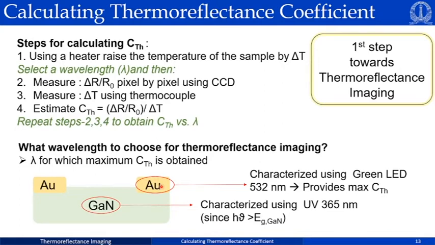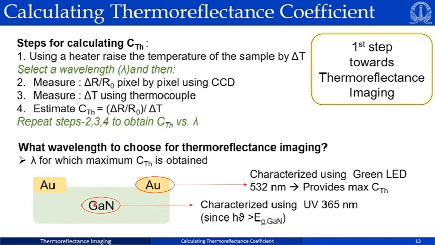So if you recall the CTH versus lambda plot for gold, it had a magnitude maxima at 532 nanometers. That means you have to use a green LED for providing maximum CTH value. That is, if you want to measure the contact pad temperature, then a green LED has to be used. But then can you use a green LED for measuring temperature in the gallium nitride sample?